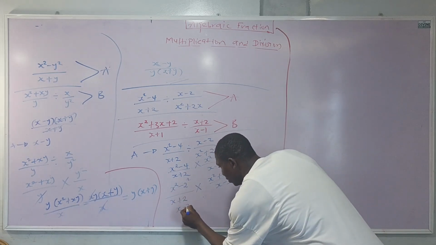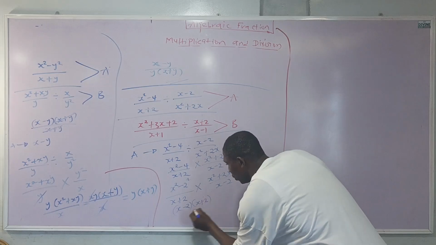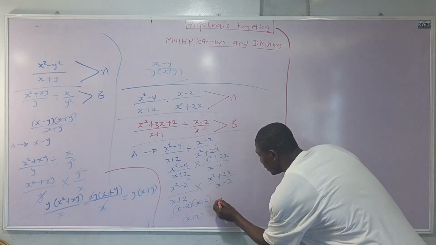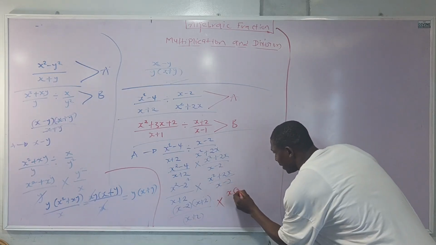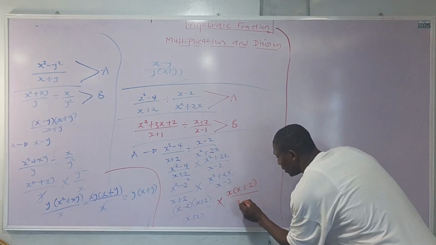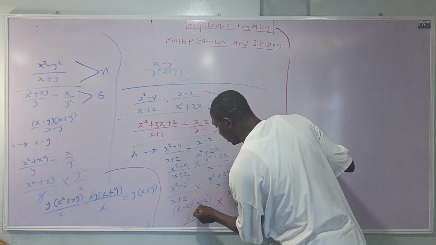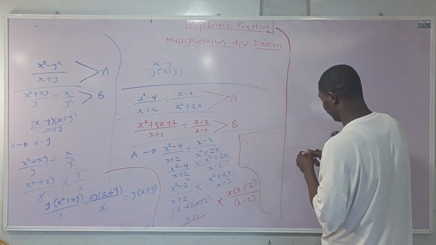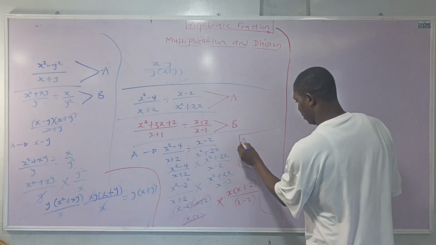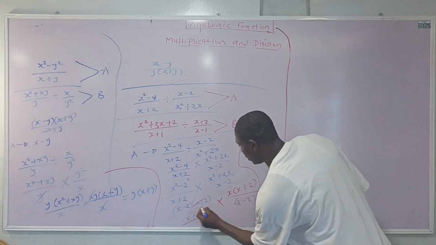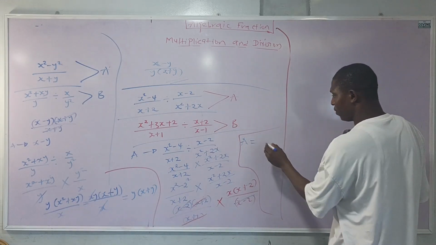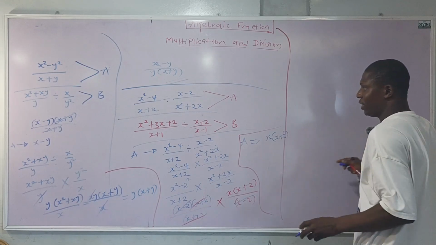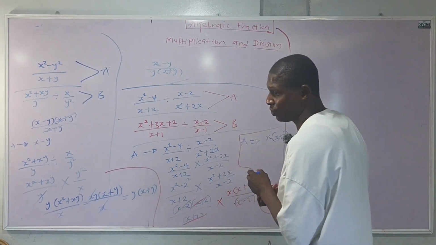The difference of two squares simply gives you x squared minus 2 squared. Remember, 4 can be written as 2 squared from indices. So x minus 2 bracket x plus 2 all over x plus 2, times x is common, so we have x bracket x plus 2 all over x minus 2. Now this can cancel this, and this also can cancel this. Our A therefore gives you x bracket x plus 2. Now we do the same to our denominator.